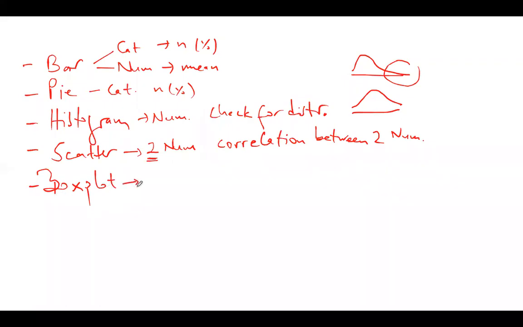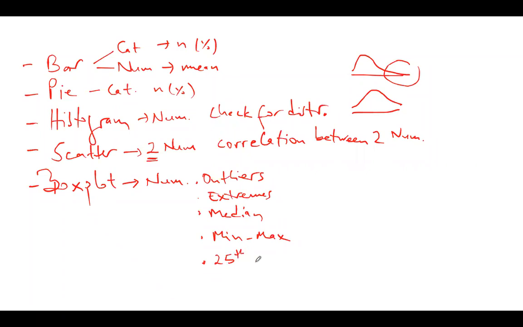Box plot. Numerical. Also to display numerical data, and it gives us valuable information about outliers. What else? And extreme values. Median also. And minimum, maximum. What else? Percentiles, yeah. 25th and 75th percentile. Very good. Thank you for helping me to remind what we discussed last time.